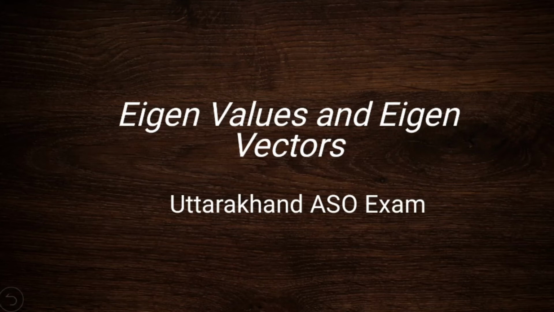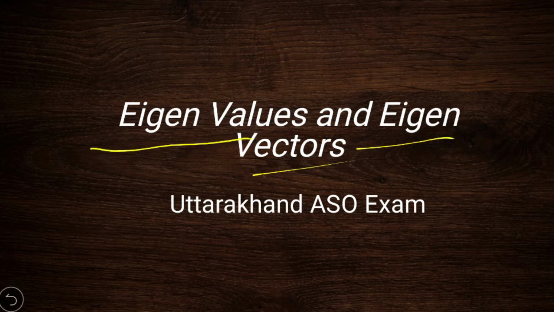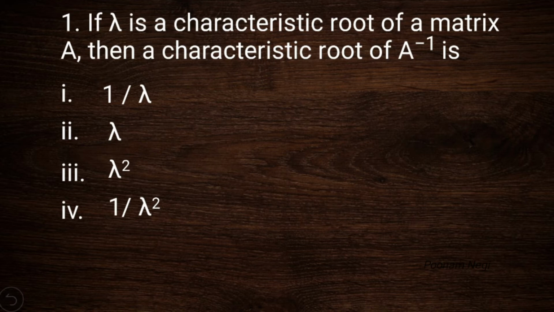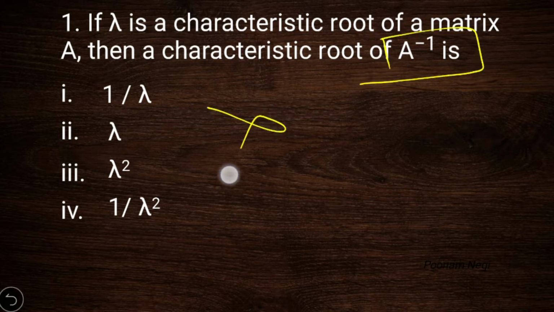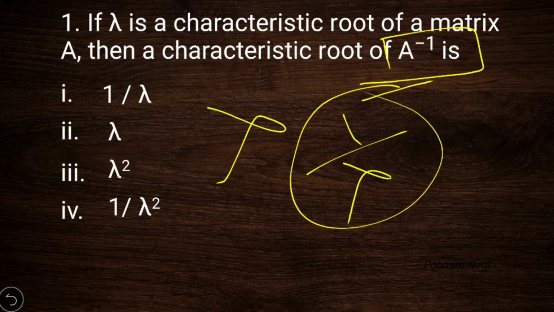Hello students, let's try to solve some more problems from matrices on the topic eigenvalues and eigenvectors. First question is, if lambda is a characteristic root of a matrix A, then the root of A inverse will be? If lambda is a root for any matrix, then for A inverse the root will be 1 by lambda. So the correct answer is option number 1.